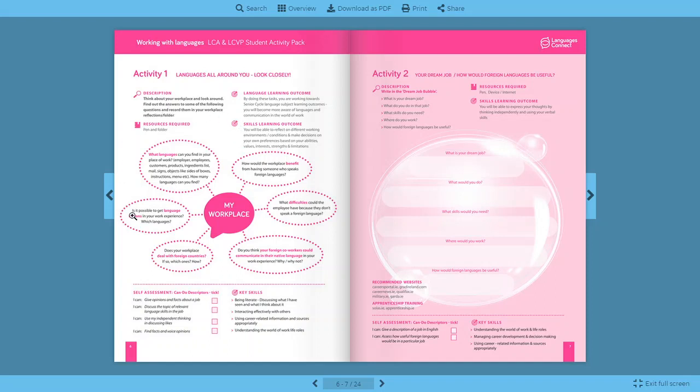Once you have finished the activity, go to the self-assessment area. In here, you need to tick the can-do descriptors that you have achieved. Beside them, you will see a list of key skills that you have been using while doing these activities. These key skills are really important for when you want to write your CV, you're applying for a job, or when you attend an interview.